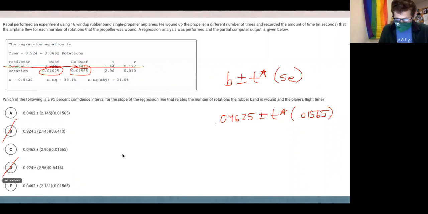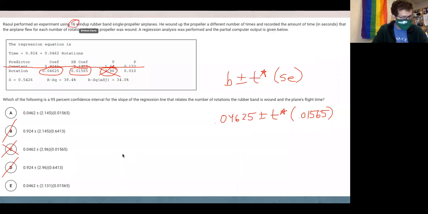So the real question is, what's the T star? And a lot of people were saying 2.96 because you saw this right here. That's actually your test statistic if you're doing a hypothesis test. So it's not that. Right, that's if it's a Z star. But for T star, because our degrees of freedom here, we have 16, so it's going to be 14 degrees of freedom. 95% is 2.145. Your answer is A.